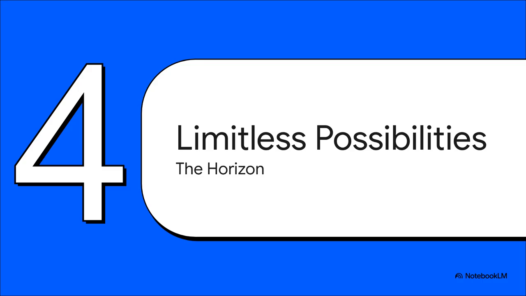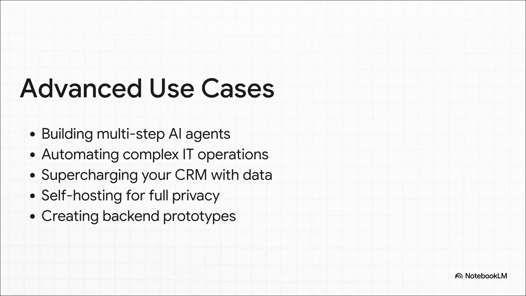Look, that Discord to GitHub workflow we just built, that's really just scratching the surface. It's a super simple example, but it's meant to show you what's possible, to hint at this much, much bigger horizon of complex, multi-step problems that n8n was built to crush. What that means is you can go way, way beyond these simple if this, then that connections. We're talking about building multi-step AI agents that can actually reason and take action, or automating really complex IT and security operations, or supercharging your CRM by pulling in data from a dozen different sources. You can even prototype entire backends with it. And because you can self-host the whole thing, you always have full control over your data and your privacy.